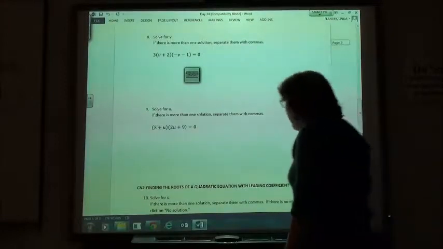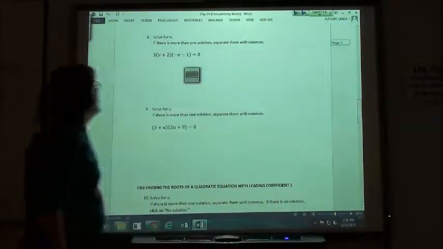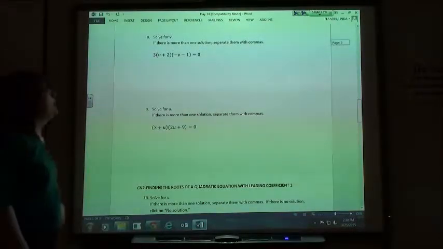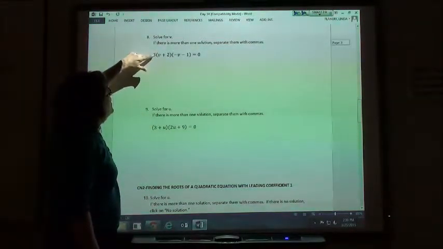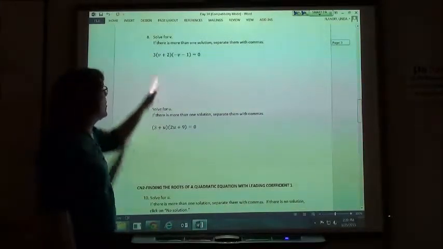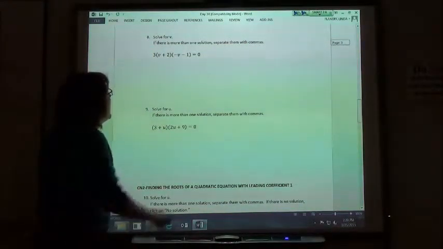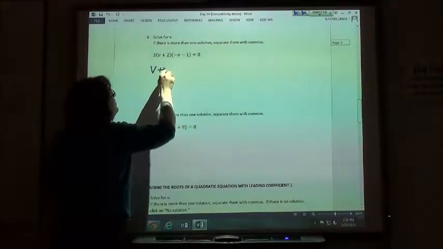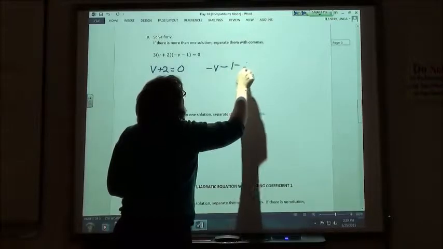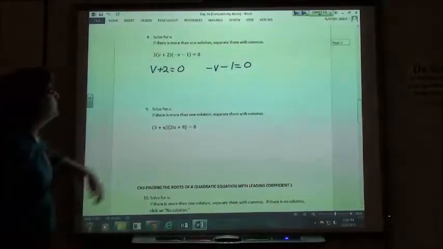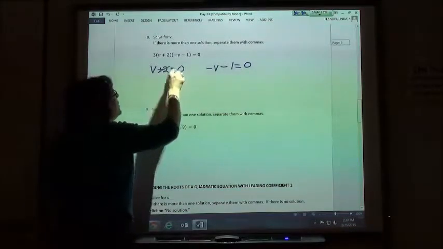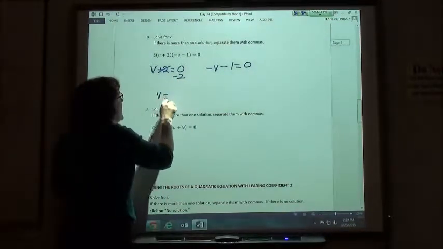Number 8, solve for v. You have 3 times v plus 2 times negative v minus 1. Now if I'm solving for v, the 3 doesn't have a v with it, so there's nothing there to solve. So I can just ignore that that 3 is even there. I'm going to say either the v plus 2 could equal 0 or the negative v minus 1 could equal 0. So solving this first one, I'm just going to minus my 2 and move it to the other side. V equals negative 2.